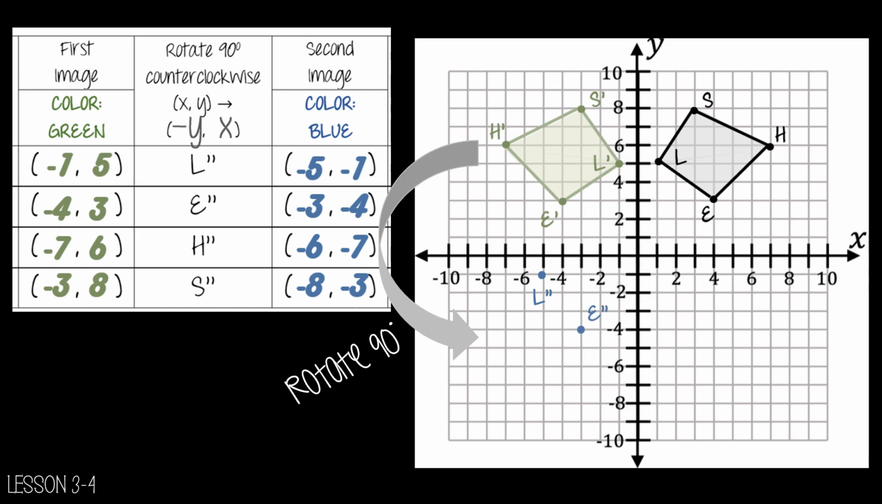H double prime is at (-6,-7). And S double prime's at (-8,-3). And there it is. These are congruency transformations. Okay, they should be the same shape and size. Orientation can change, but they should all be congruent, and they look congruent, so I think we're okay.